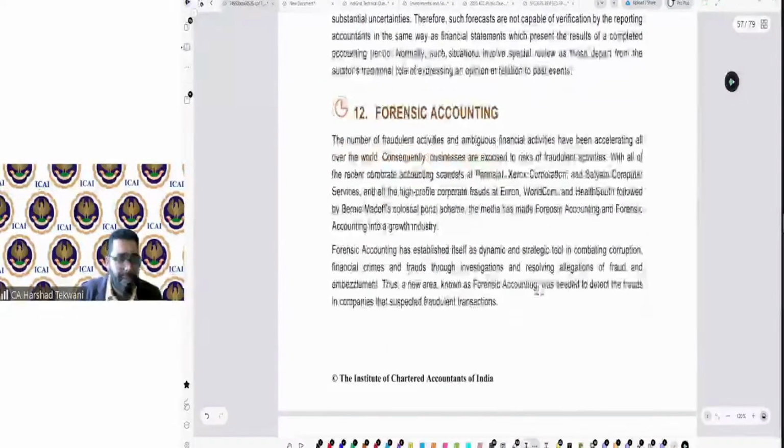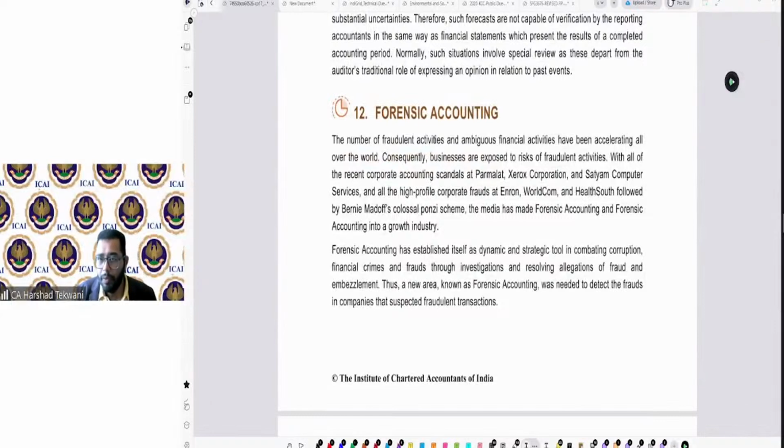Now coming to the next part, that is forensic accounting. How is forensic accounting different from fraud investigation? When I use the term forensic, it means suitable for use in a court of law. Forensic is something with respect to when the evidence can be used in court of law. Forensic accounting means using the skills and techniques of accounting, using the knowledge of accounting, to gather forensic evidence.